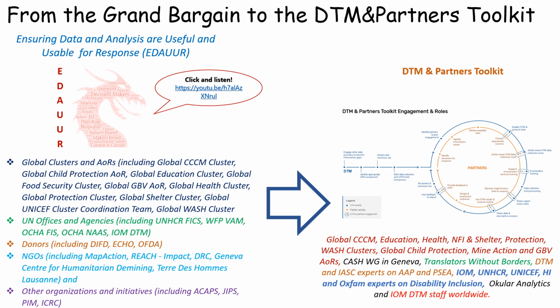We realize that DTM is not the only data provider facing this type of challenge. So we work together with many sectors, clusters, experts and organizations under the Grand Bargain workstream for needs assessments. We found that these were very common challenges, and we also jointly identified some solutions. DTM and partners implemented these solutions and created a cooperation approach as well as tools to help DTM and partners in the field better cooperate. This is now available online on the DTM and Partners Toolkit.